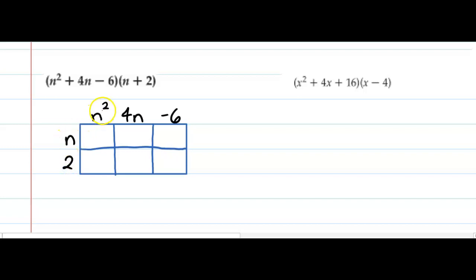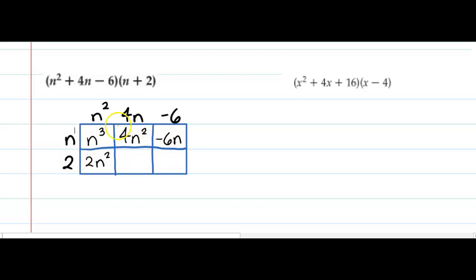And now we multiply and we apply those properties. N to the first times n squared. Add those exponents, you get n cubed. N times 4n makes 4n squared. N times negative 6 gives us negative 6n. 2 times n squared is 2n squared.